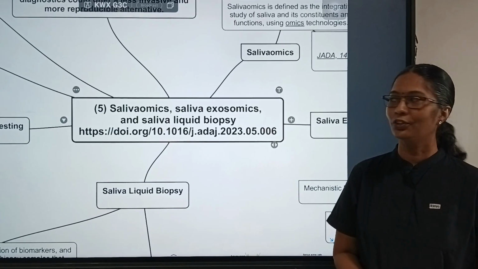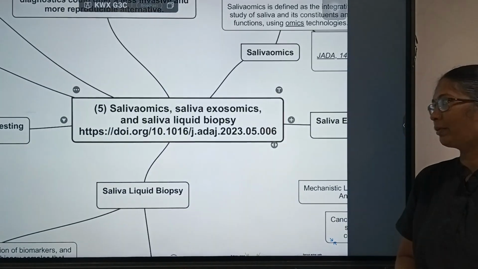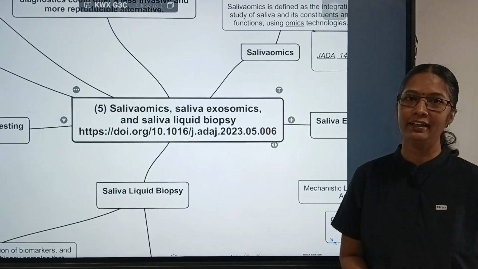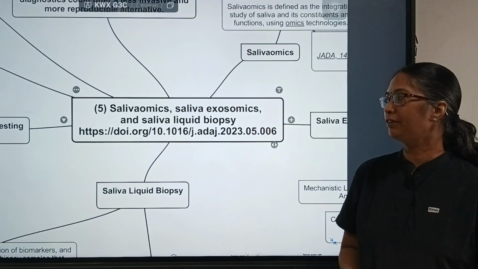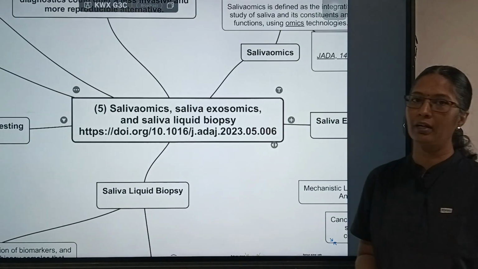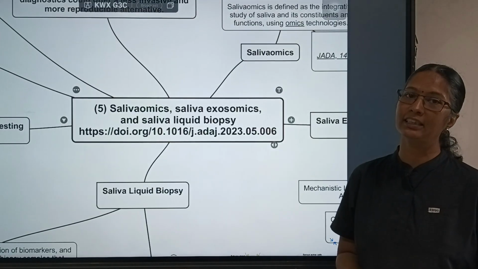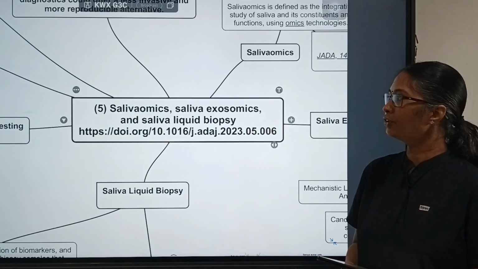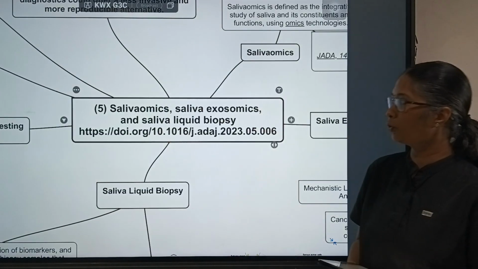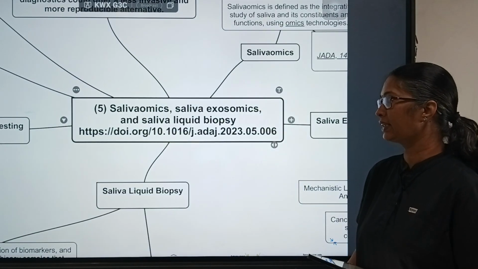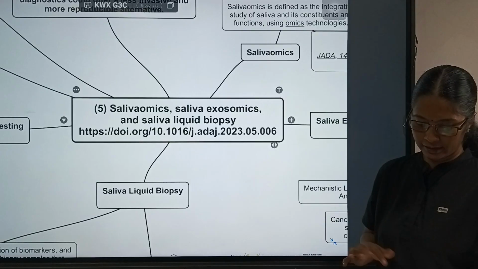Good morning. Today we are going to talk about Salivaomics, saliva exosomics and saliva liquid biopsy. In the last seminar we were talking about the salivary biomarkers and how those salivary biomarkers were useful in identifying systemic as well as oral diseases. Today we are going to see about Salivaomics, saliva exosomics and saliva liquid biopsy.